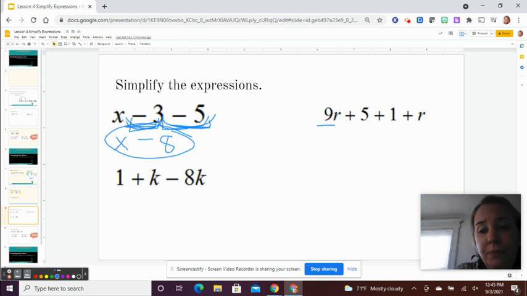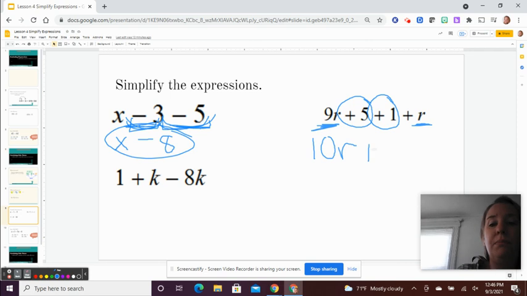Speaking of r, we have 9r and another r over here. All together, that's 10 of them. It's 9 and then another. So 10r, right? And then I like to do this, like I'll circle things or underline them, whatever. A positive 5 plus 1 is a positive 6.